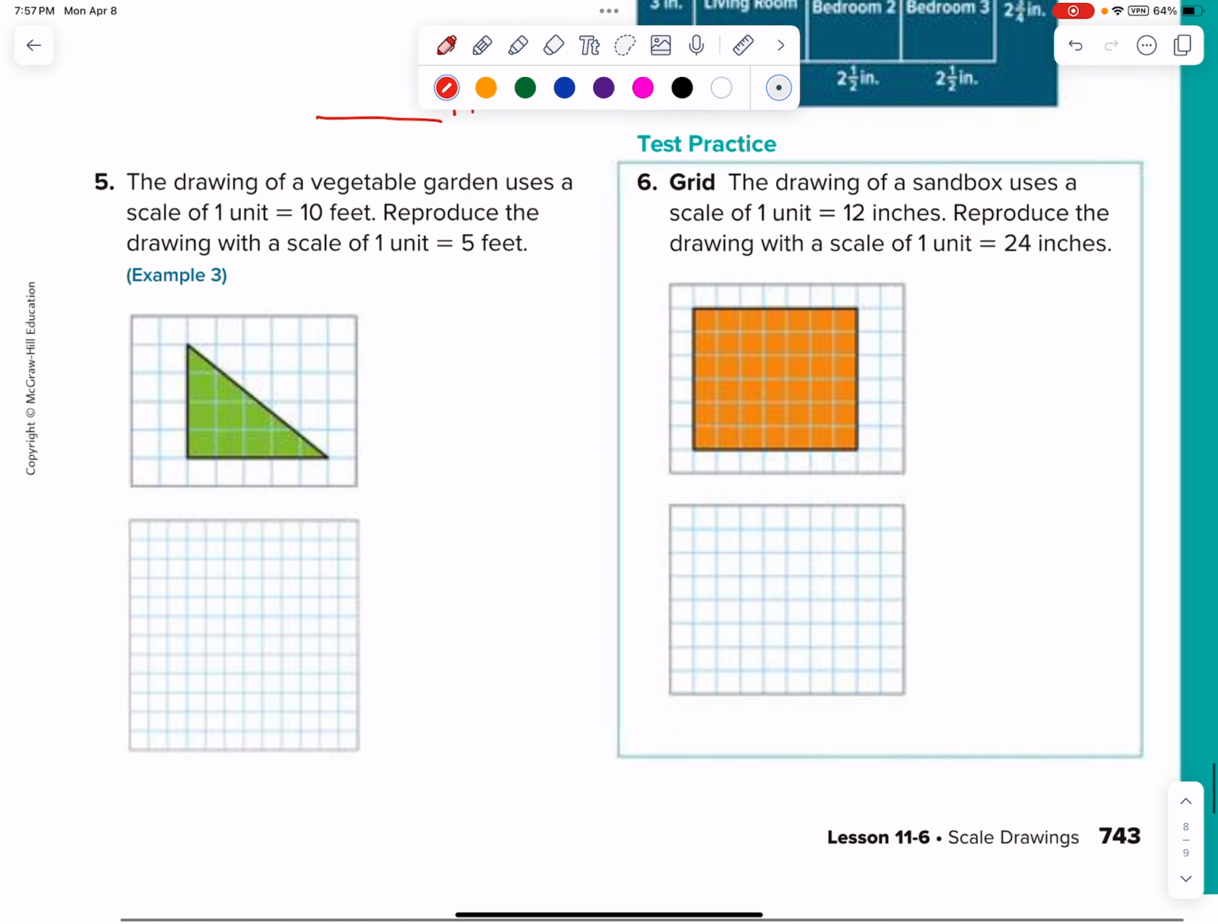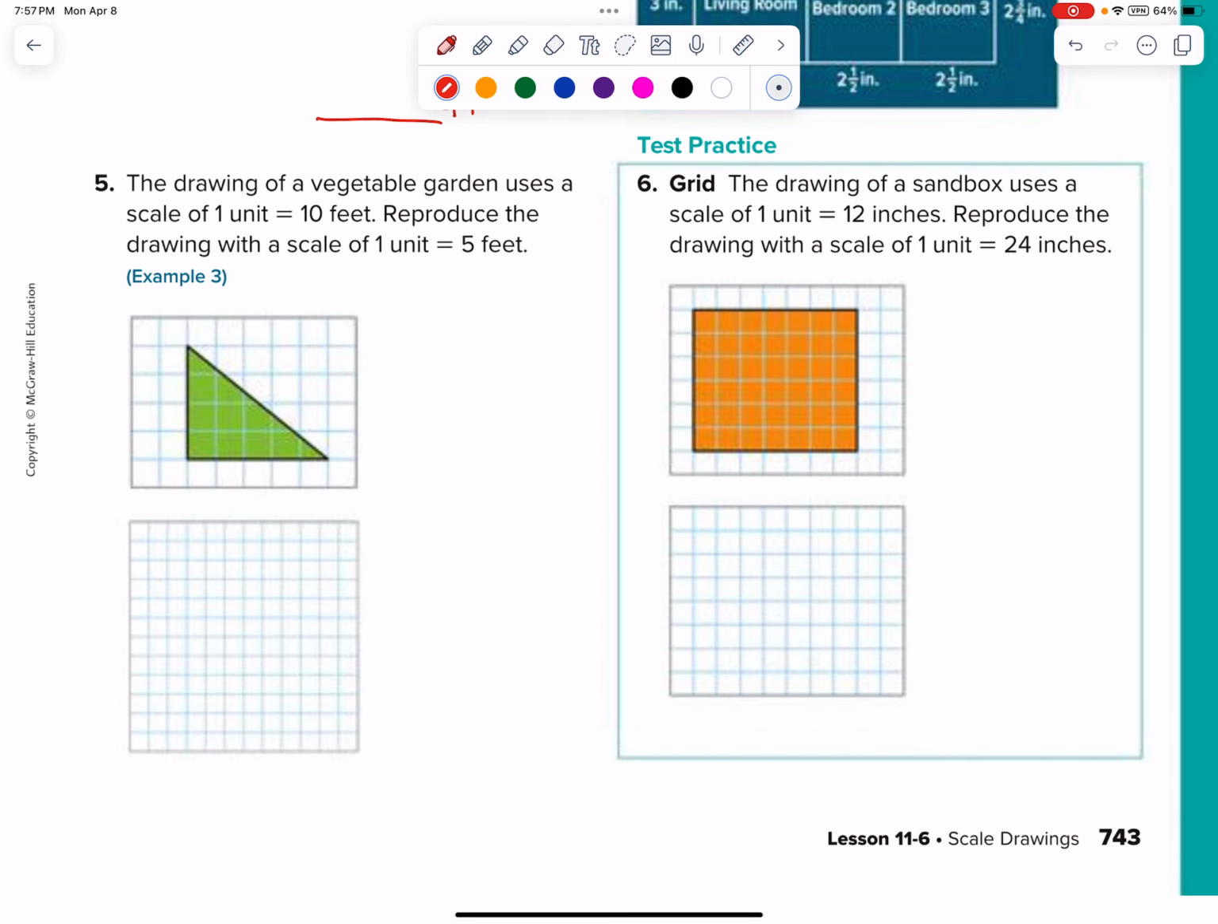Number 5 and 6, they want you to reproduce the drawings. So I'll get you started with number 5. The current scale is 1 unit is 10 feet. They want you to reproduce it with a scale of 1 unit is 5 feet. So I know that the number's going down, and that can seem like you're making your drawing smaller, but think about it. If we want to reproduce it, the picture is going to be bigger because each box is representing less. Okay, so to have the same image, it's going to be bigger because each unit doesn't represent as much.